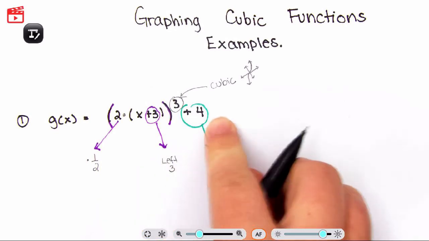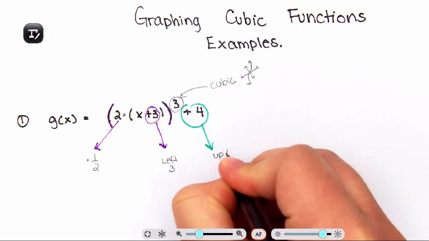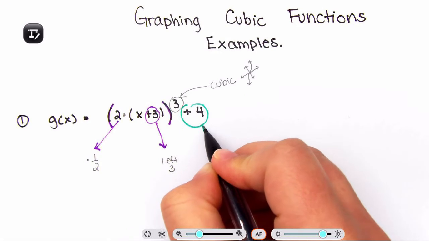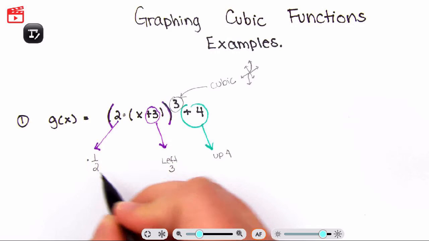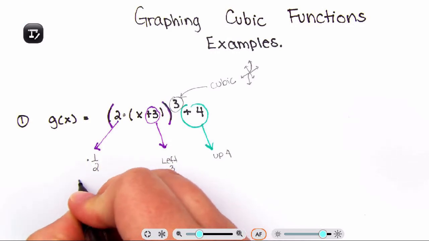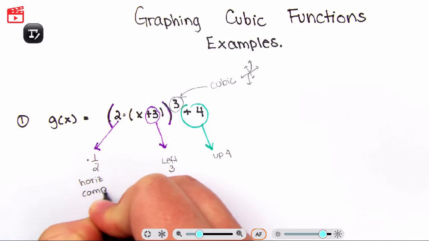Here is outside the bubble. Outside the bubble is exactly what it is, plus 4, which means we're going up 4. Outside the bubble means vertical change. Inside the bubble means horizontal. So this times 1/2 means it's a horizontal compression, which means it's getting smaller.